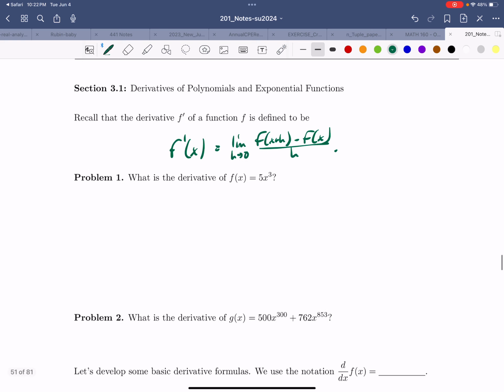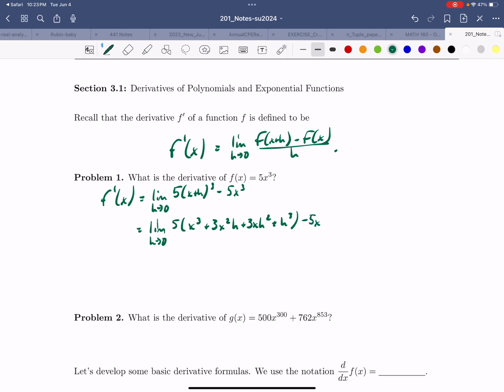So, number one, what's the derivative of f of x equals 5x cubed? This one's actually not that bad. Let's just do it to give a refresher. Limit as h approaches 0 of f of x plus h, which is 5 times (x plus h) cubed, minus 5x cubed. When you multiply all that out, you wind up getting x cubed plus 3x squared h plus 3xh squared plus h cubed, minus 5x cubed, and then this is all over h. Oh, sorry, I forgot the over h part right here.